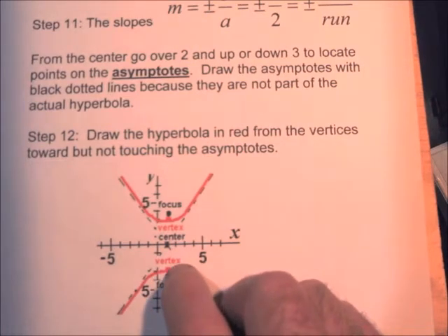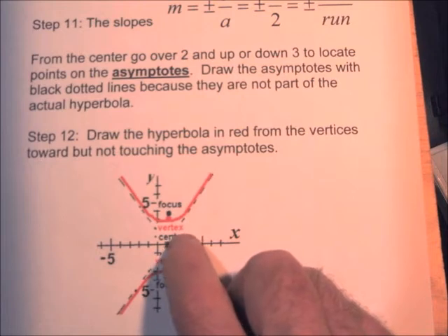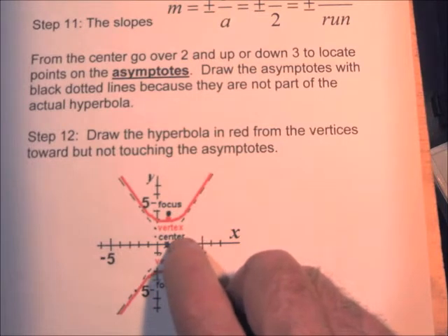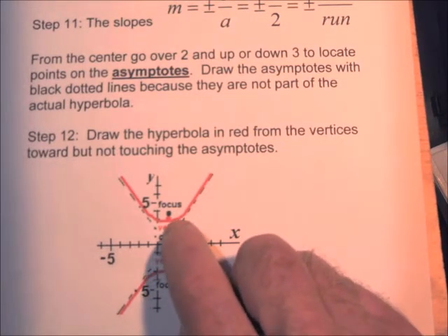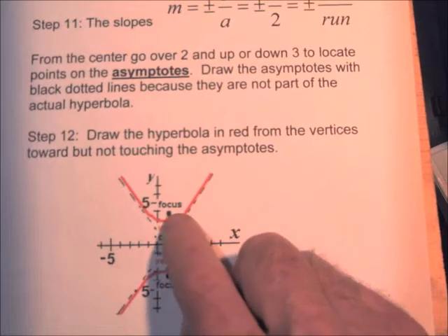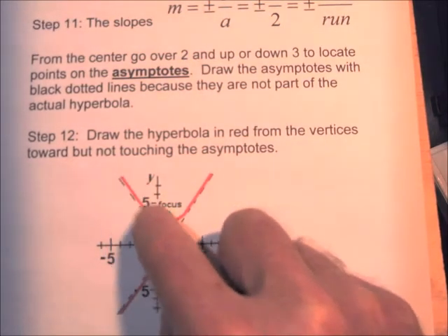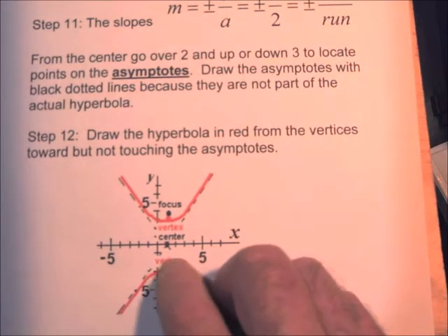The vertices we said were, well, the center is 1, 0. For the vertices, you go up 3 and down 3. So those red dots there are the vertices, and then if you extend the vertices toward the asymptotes, you'll get the two pieces of the hyperbola.